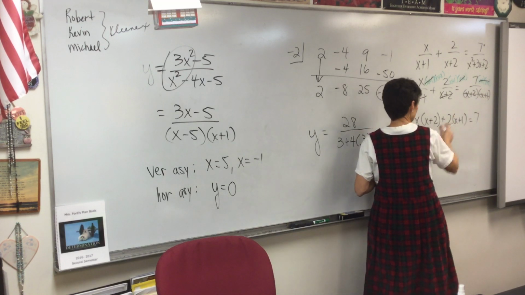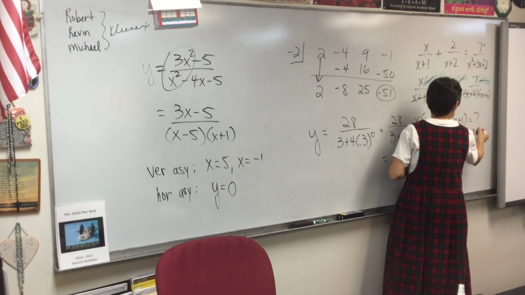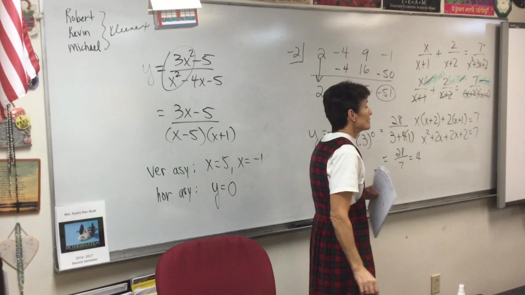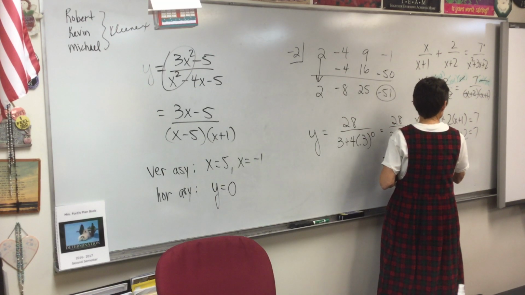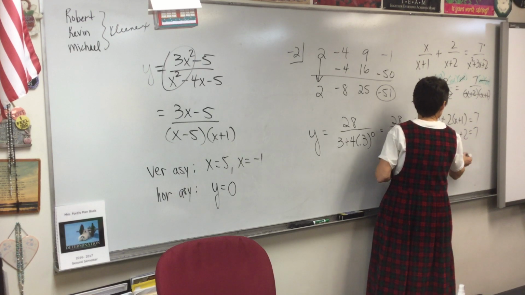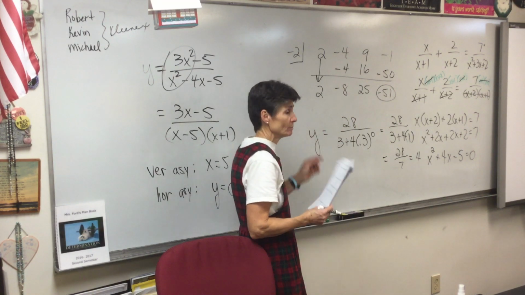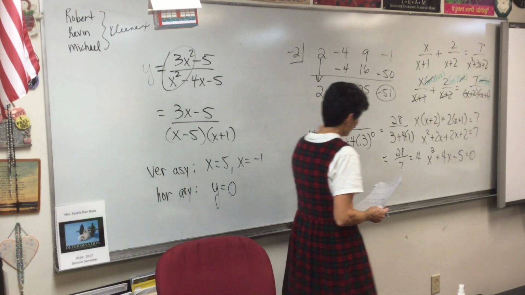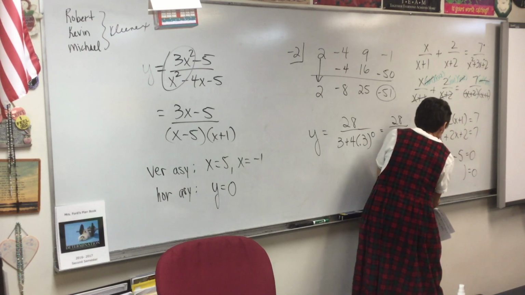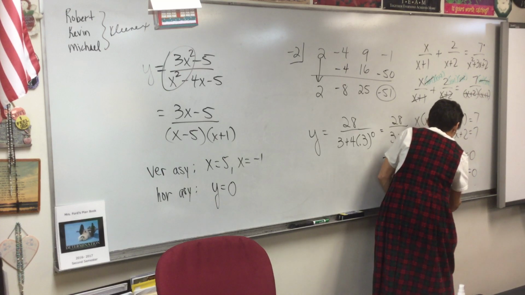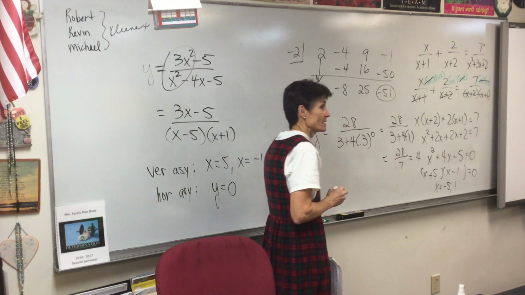So we do our distributive. x squared plus 2x plus 2x plus 2 equals 7. We'll collect like terms. So we have x squared plus 4x plus 2, and I'm going to go ahead and move this 7 over and say minus 5. So my equation is now set equal to 0. Now I will factor that, or use the quadratic formula if that's how you want to do it. So I got -5 and 1 as my answers.